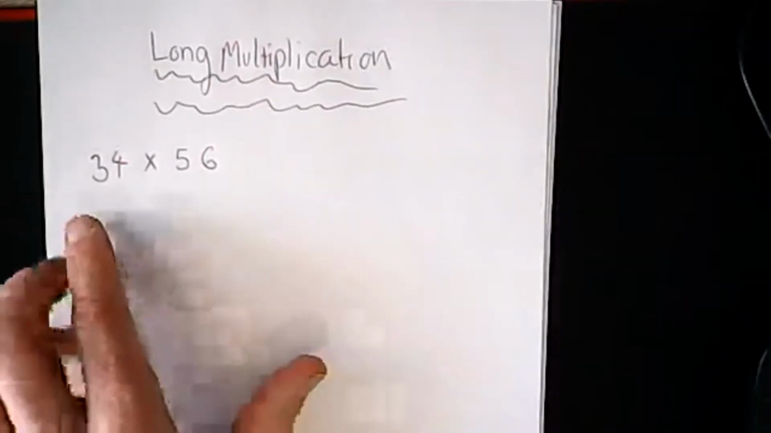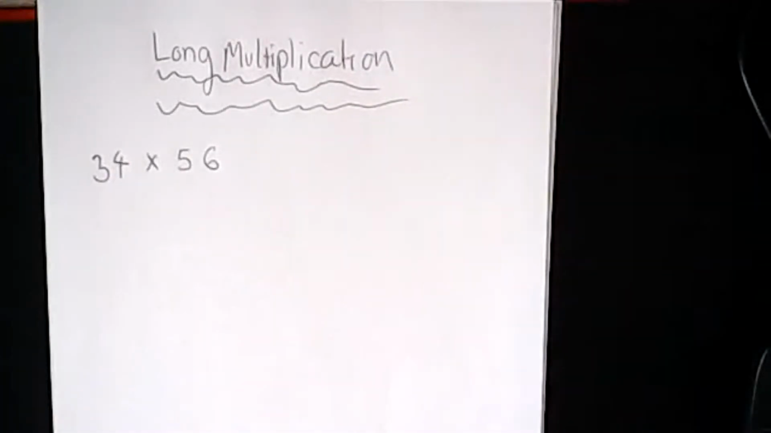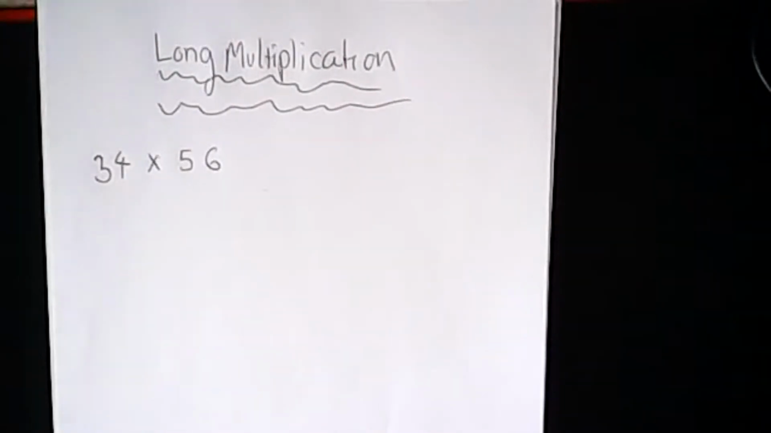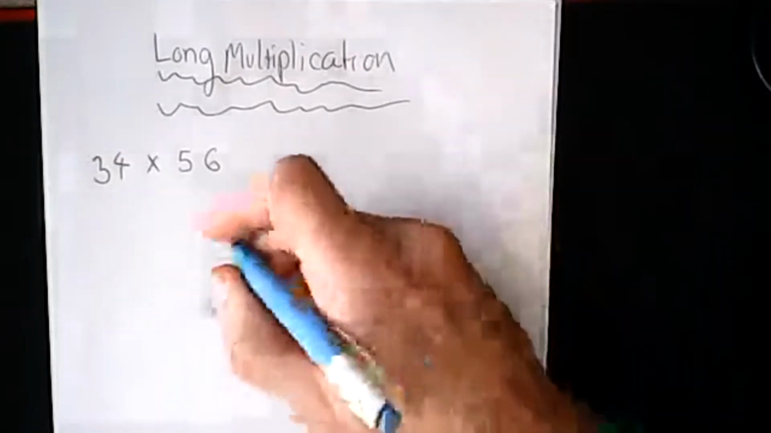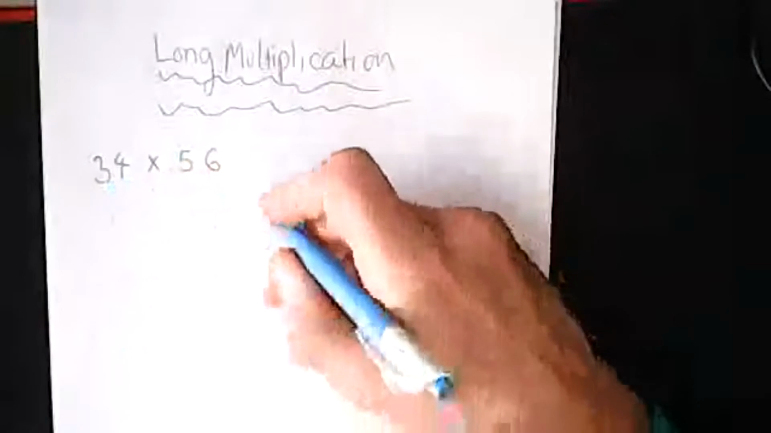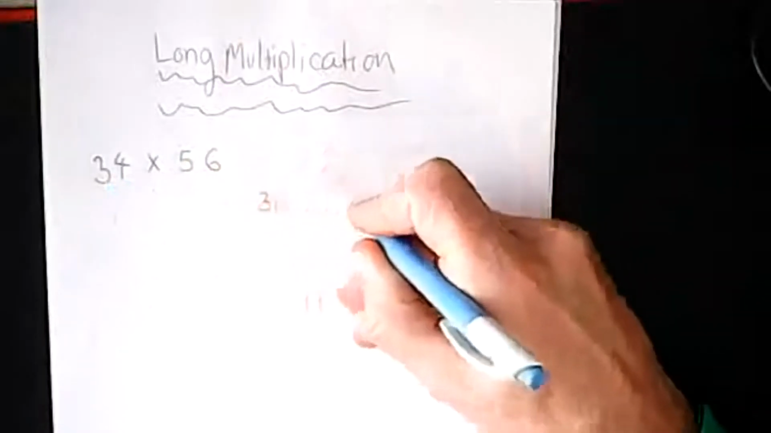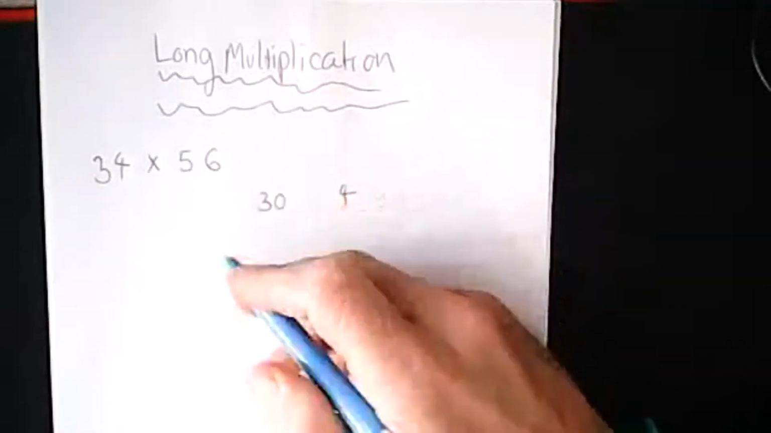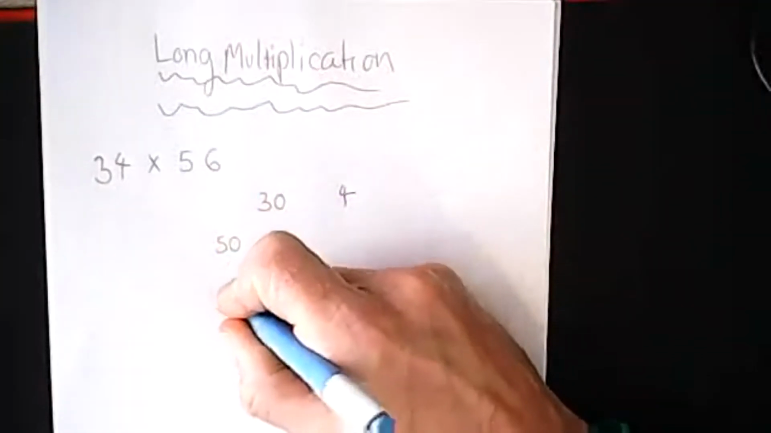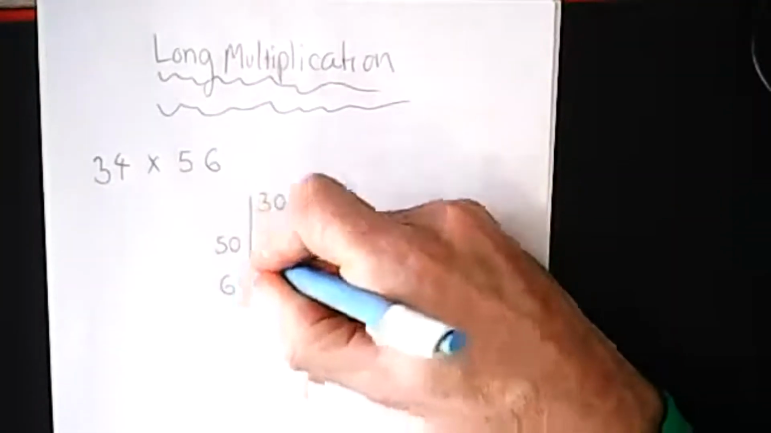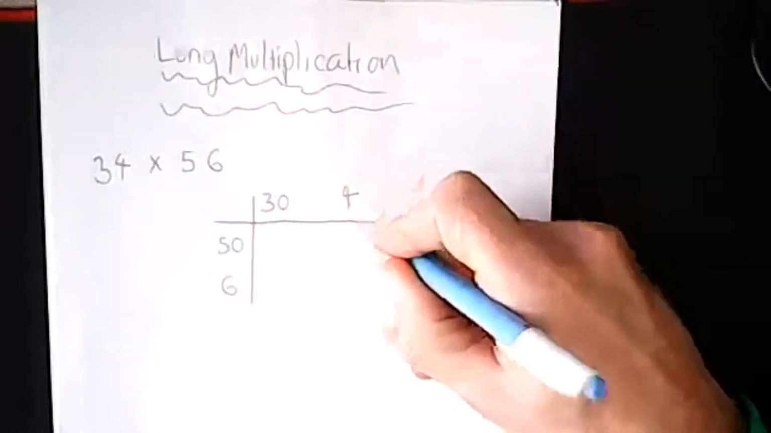Now I've put down a calculation here: 34 times 56. With the grid method, you break down each number into its place values. So 34 is a 30 and a 4. 56 is a 50 and a 6. And we make a little bit of a grid.